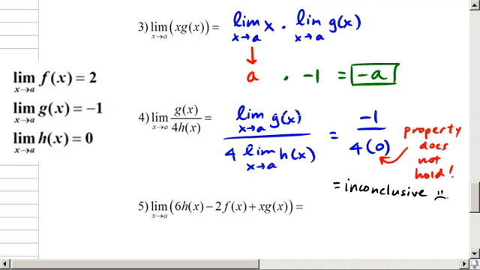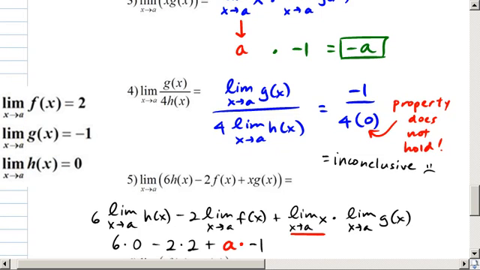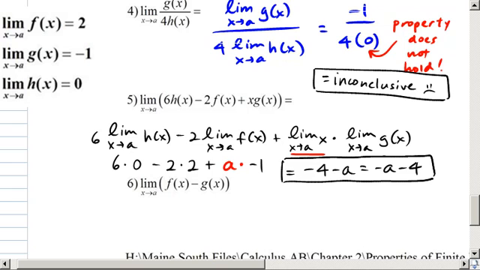Okay, finally on this last one, I've already got it split up using the limit properties. Note the underlined limit there, that's one of the initial ones that we talked about. So this guy ends up being equal to -4 minus a, or -a minus 4, however you want to write it. Finally, we have one more, and it's just going to be the difference of these two limits. So it's just going to be 2 minus -1, or 3.